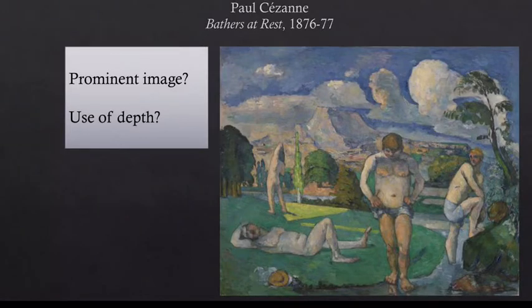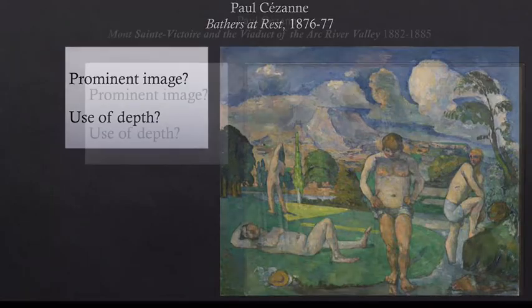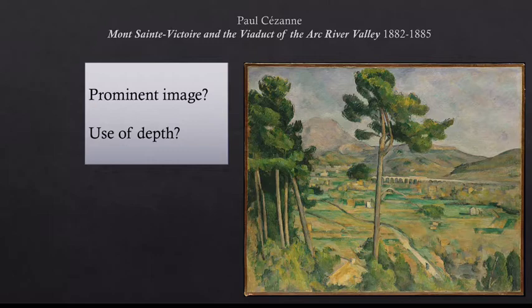This is from 1876, 77. We're going to move into his next painting, which still has Mount Victoire in the background. This one is from 1882 to 1885. Notice the prominent image has changed. Mount Saint Victoire is still there, but his view changes.